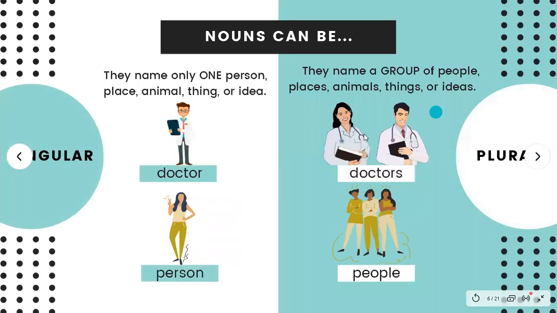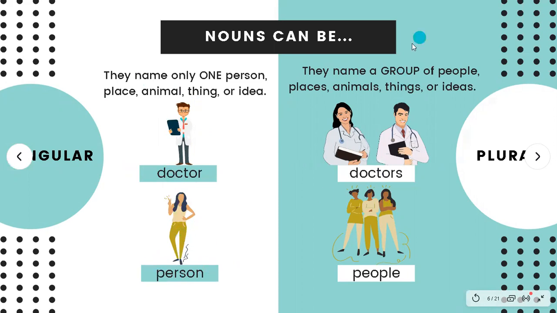And we also have singular and plural nouns. Tenemos también sustantivos singulares y plurales. What is the difference? That singular nouns name only one thing, one person, one idea, one animal, one place, okay? Nombran una sola unidad de algo. For example, doctor. How many doctors do we have there? One doctor. How many people do we have here? ¿Cuántas personas tenemos aquí? One person.